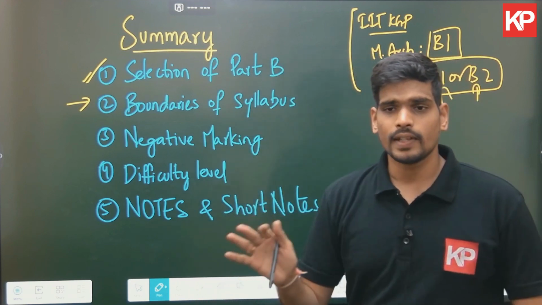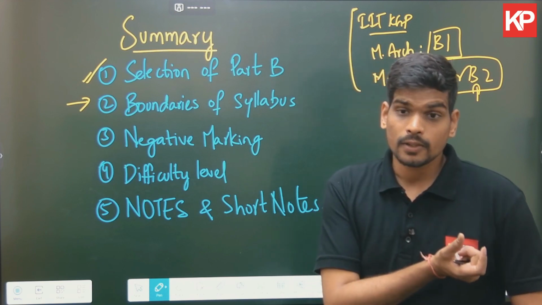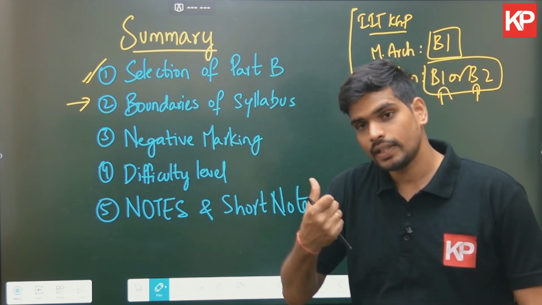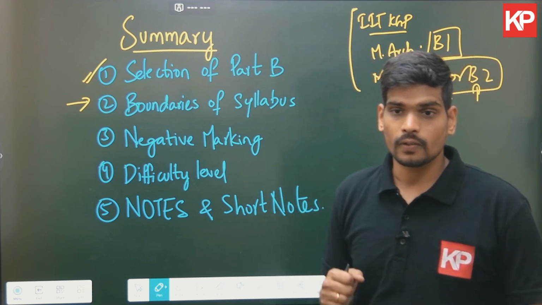So the boundaries are not very rigid. The question on vernacular architecture in GATE 2022 was asked in the common part. In 2023 it was asked in the architecture part. So there are always deviations. Boundaries are not very rigid.